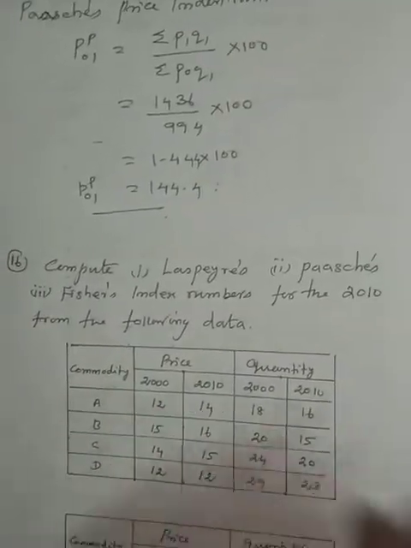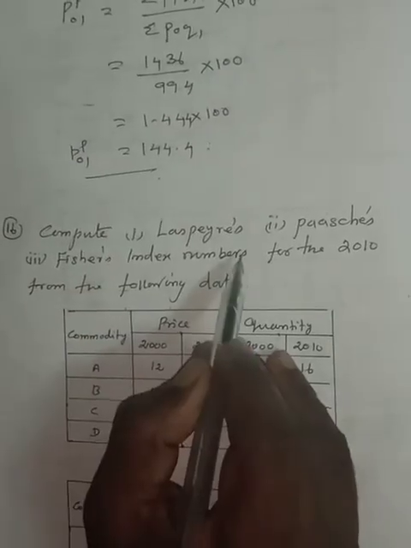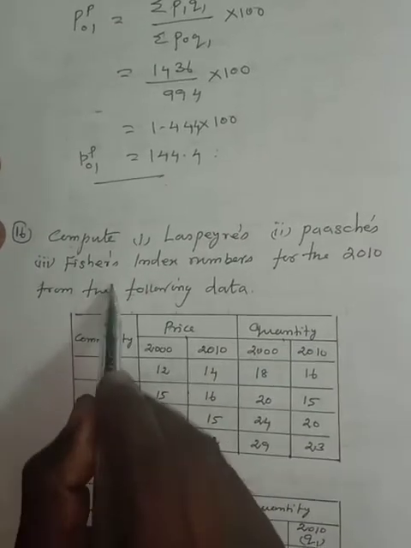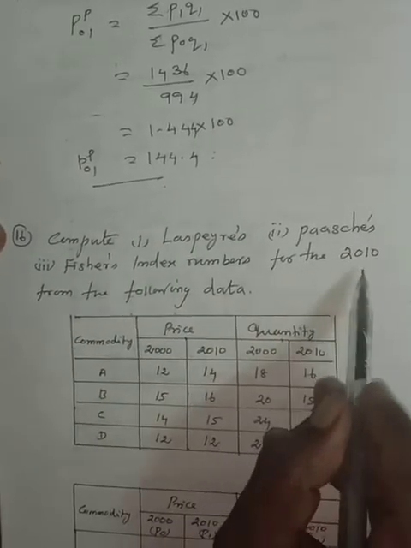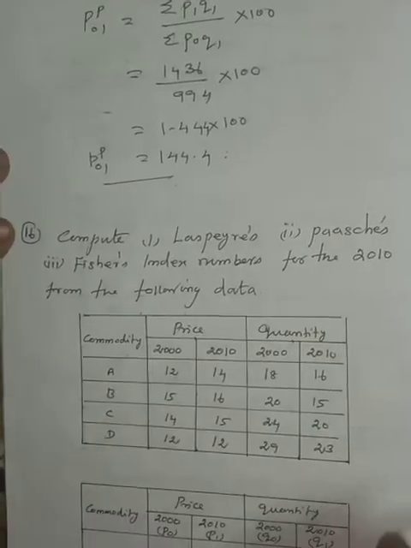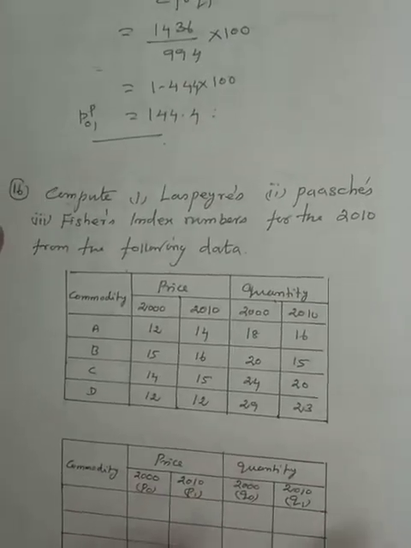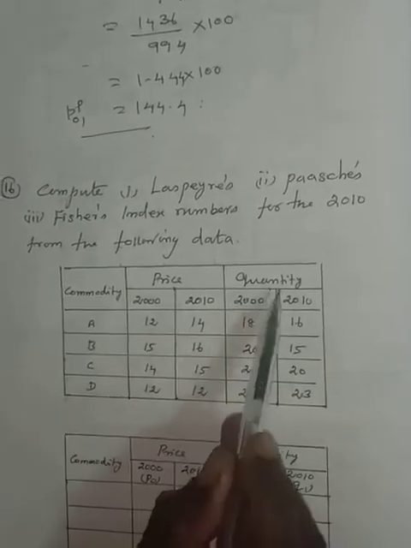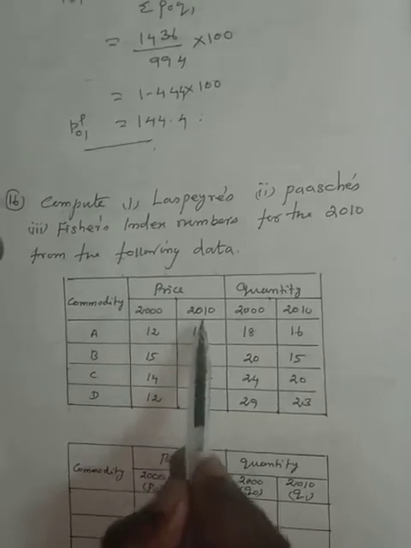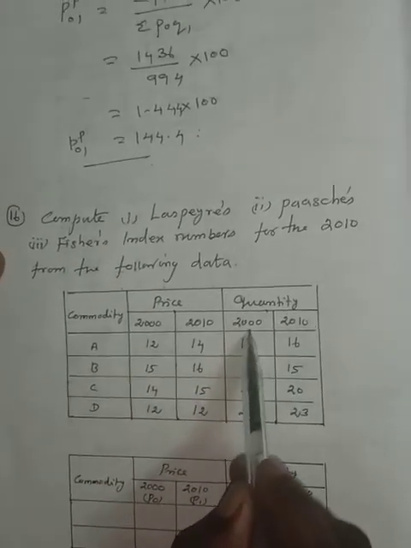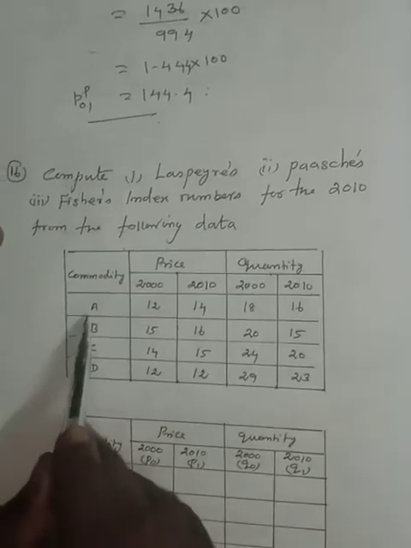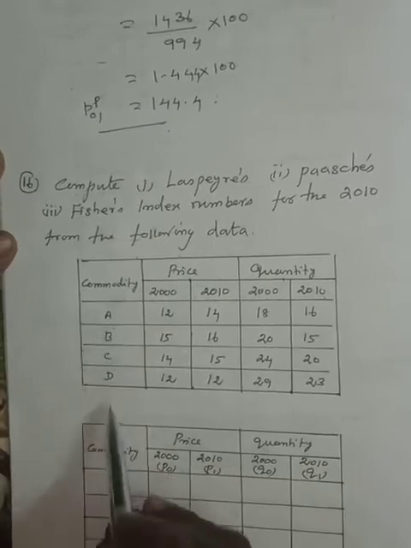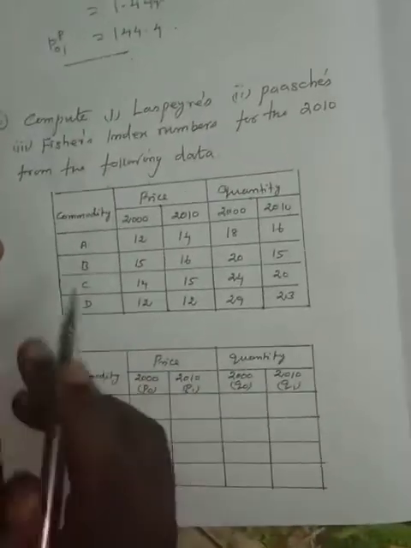Next, question number 16. Compute number 1 Laspeyres, number 2 Paasche, number 3 Fisher's index numbers for 2010 from the following data. Data is this: commodity, price, quantity, price 2000, 2010, quantity 2000, 2010. A, B, C, D are the 4 commodities. Okay, solution.